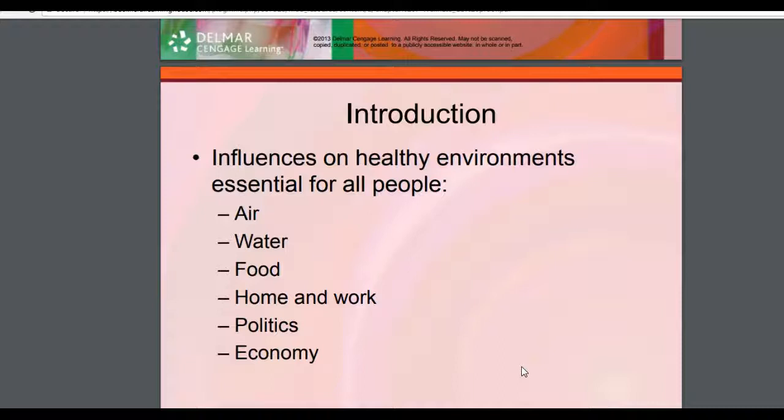And then home and work environment. Are you in a safe work environment? Do you work with a lot of chemicals that could put you at risk for diseases? Do you work in a hazardous area that could put you at risk for injury? Is your home safe? Do you have shelter? Is it emotionally safe? Is it physically safe? Are the people that you live with abusive?